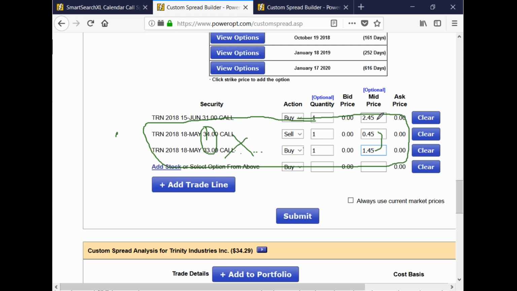So this is a wash, and I miss out on getting that 45-cent net credit. But if I roll this call, if I buy to close the 34 and move it up to a 35, I lose that 45 cents anyway. I'm going to pay about 78, 80 cents to buy back this 34 call now.